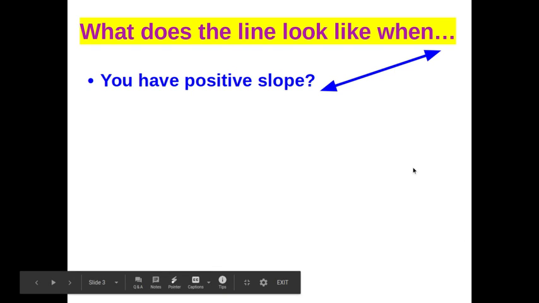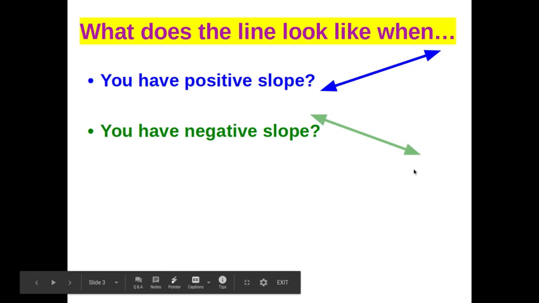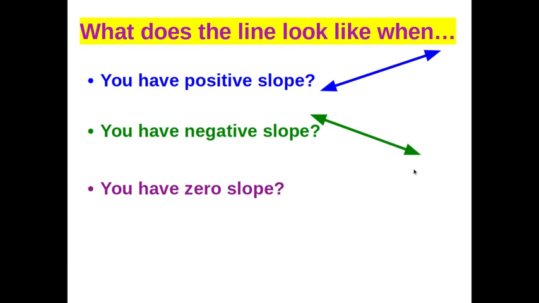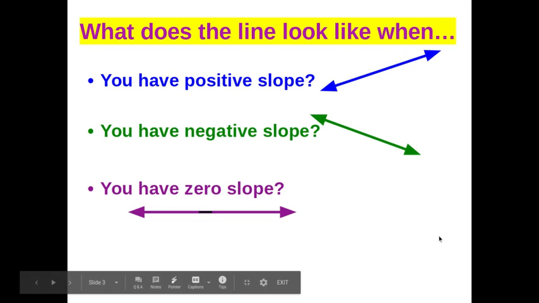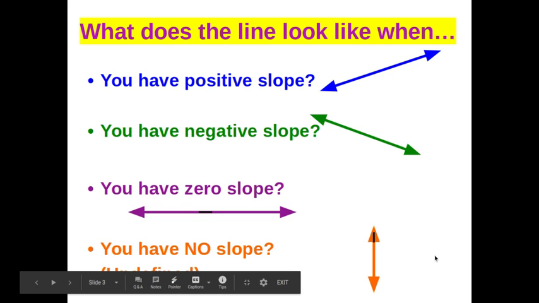So that's a positive. You know, a negative slope is a downward line. A zero slope is just a straight line straight across. And then when you have no slope, it is called undefined. So that means that it's going up and down like this. Okay, so zero slope is across, no slope is vertical up and down.